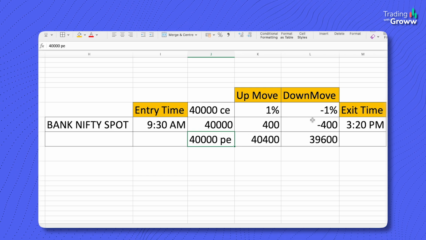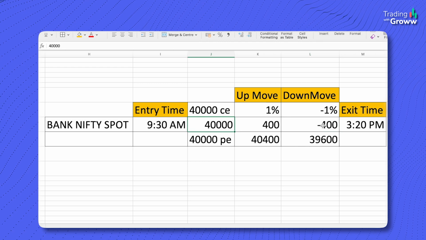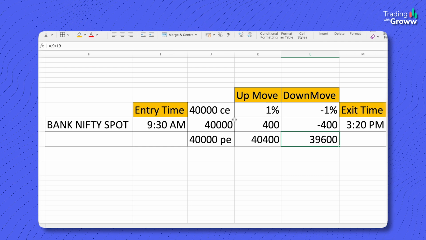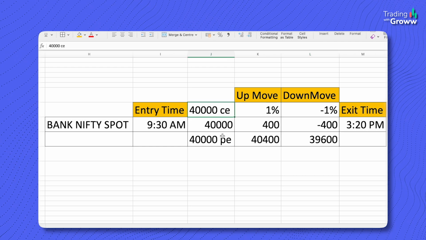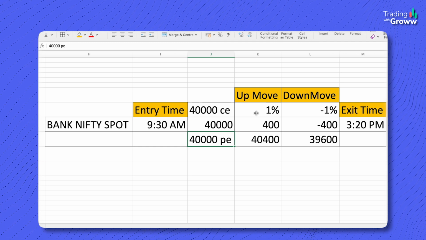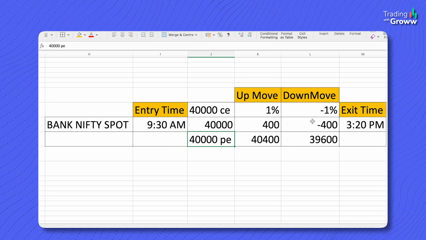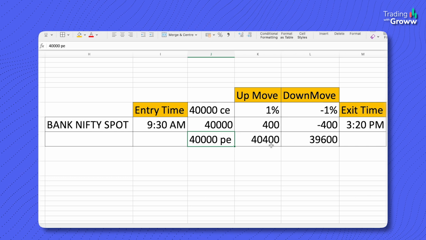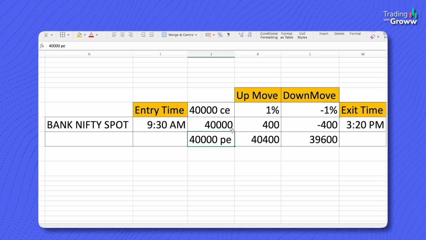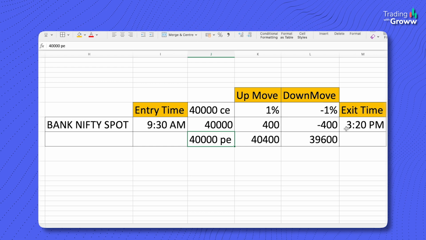Similarly, if Bank Nifty moves down 1% from the 40,000 level, which is 400 points below, so if it goes below 39,600, then we will close this short straddle, 40,000 CE and 40,000 PE, at a loss. If Bank Nifty neither moves up 1% nor moves down 1%, and trades between 39,600 and 40,400, then the CE and PE which we shorted will end up in profits. Then we will make a very good profit, which we will exit at 3:20 in the evening. So these are the rules of the strategy.